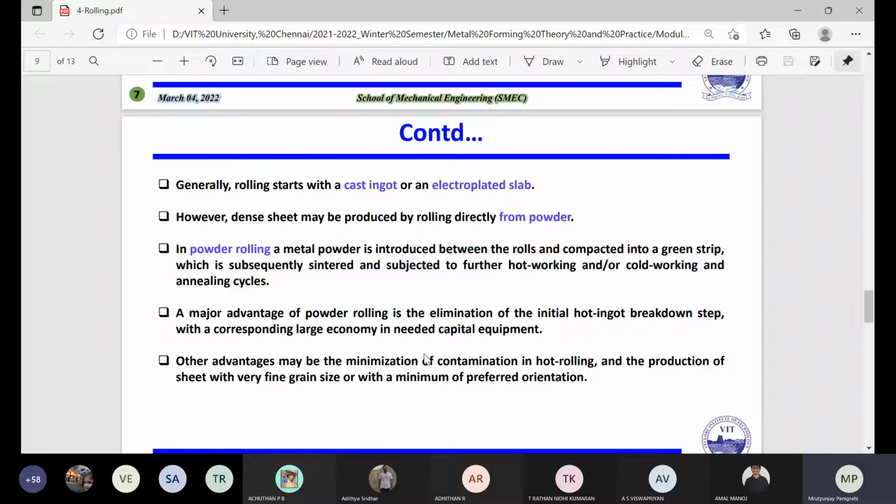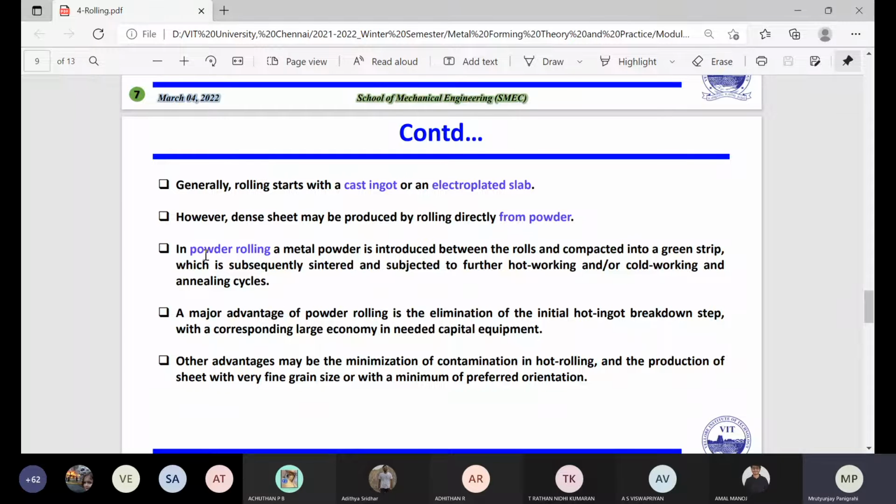So here also is one more new technique, like we classified in forging, the powder forging, or forging of the powder. Similarly here, whenever we are talking about rolling, normally it comes from the ingot or from some slab. But apart from this, if you want to prepare some density, because here we are getting the density, there is no porosity. But the moment we have powders, from the powders also we can prepare some densities. So in powder rolling, a metal powder is introduced between the rolls and compacted into a green strip, which is subsequently sintered and subjected to further hot work.